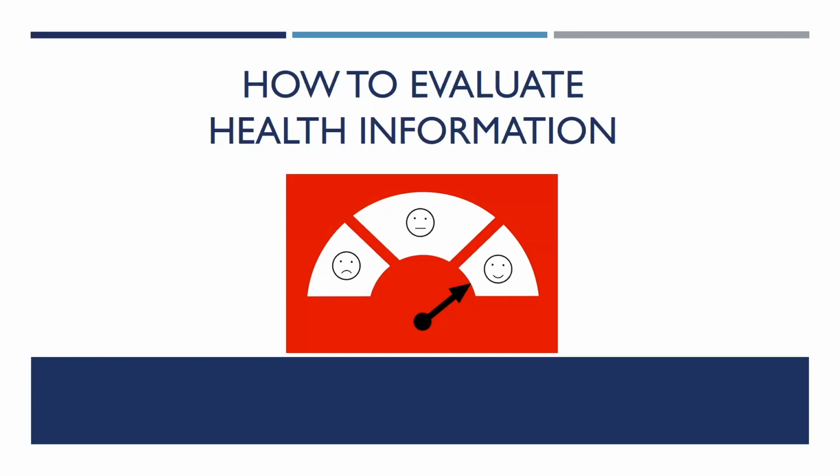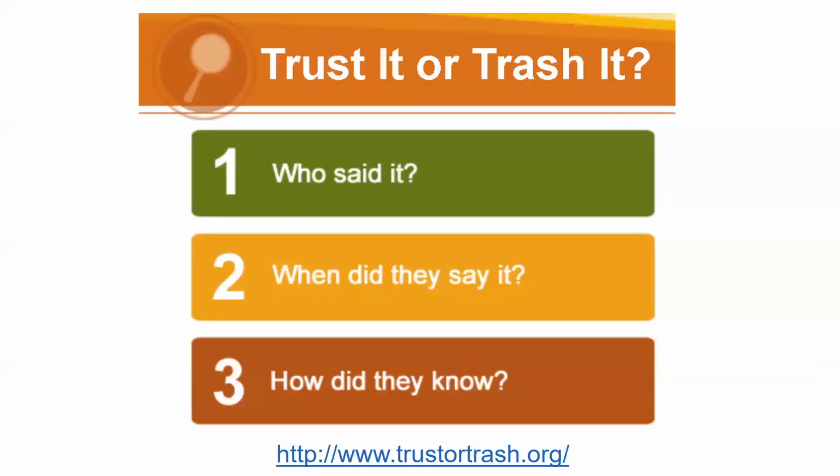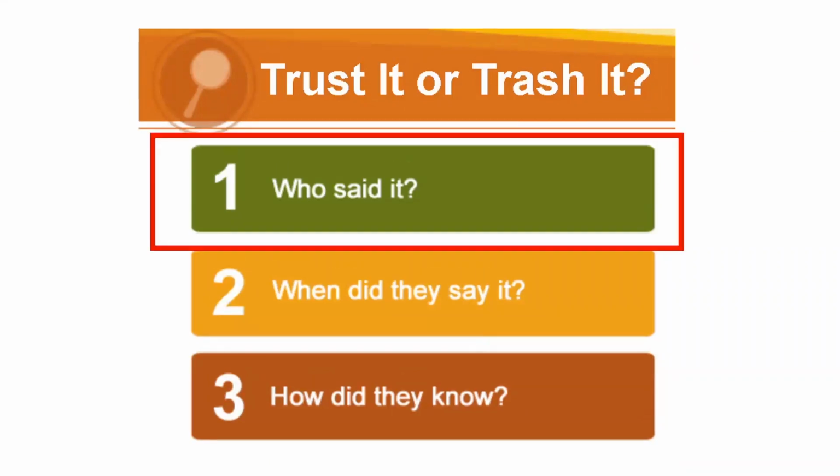Okay, so this resource is called Trust It or Trash It, and it's been developed by Genetic Alliance. They have come up with 3 basic questions: who said it, when did they say it, and how did they know? So let's start with the first question: who said it?